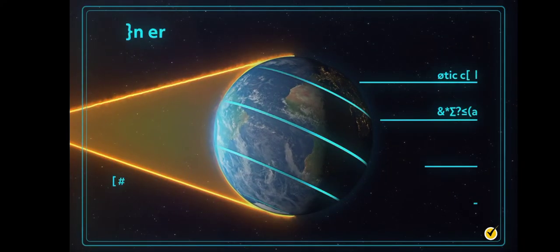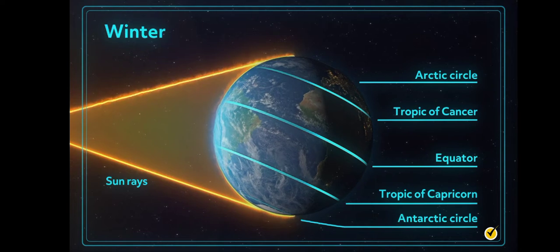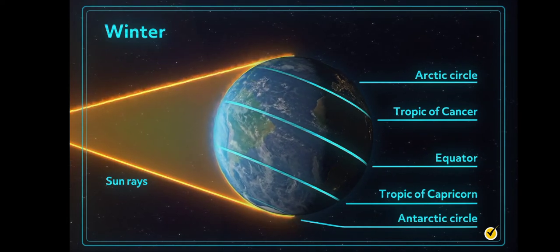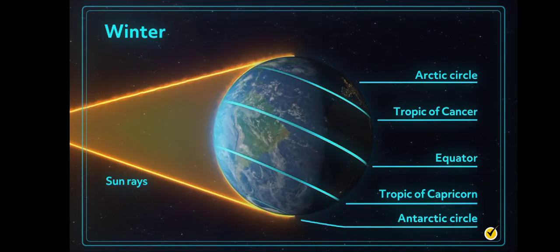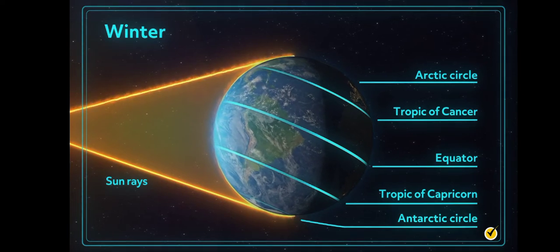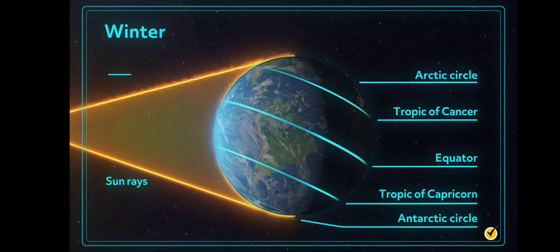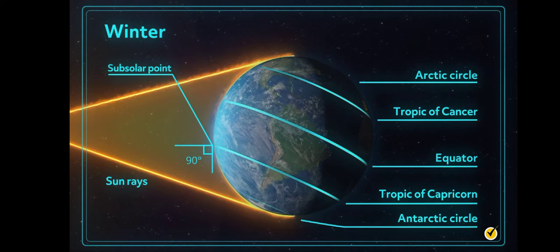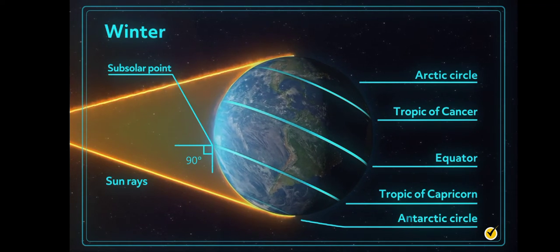Next up is wintertime, in particular the winter solstice. This is the same deal as summertime, except now the Earth is tilted away from the sun. Where are the sun's rays hitting at a perpendicular angle? This time, it's the Tropic of Capricorn, located at 23.5 degrees south.